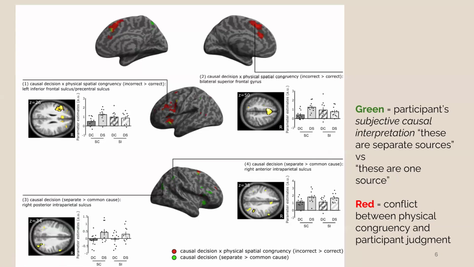These are when the causal decision was separate more often than it was common. So we are not talking about the correctness anymore. We are talking about whether the participant decided the sources were coming from separate spatial locations more than common. So they say two regions activate when a human makes the decision that the audio and visual come from separate sources. These regions are right posterior intraparietal sulcus and right anterior intraparietal sulcus. And the corresponding parameter estimates with arbitrary units are on the right-hand side of each region's image.